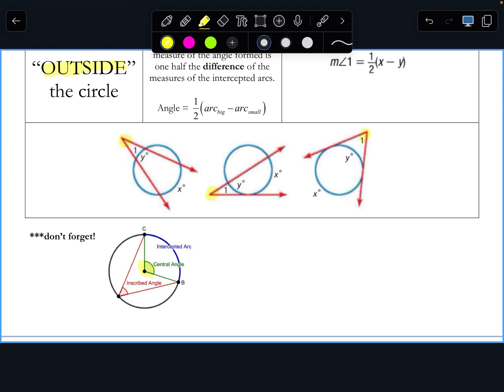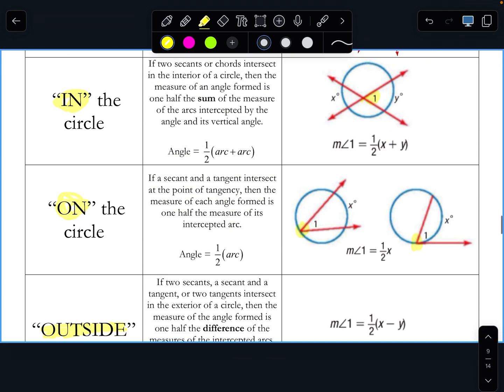Things to remember: central is the same. I put this all on the board too, so when you're working on the homework, you can reference it. So at the center, the angle's the same. If the arc's 60, the angle's 60. If it's on the circle, that's this middle one, we've already done this one. That means you're going to cut it in half. For all of these, if the vertex is on the circle, you just cut it in half.